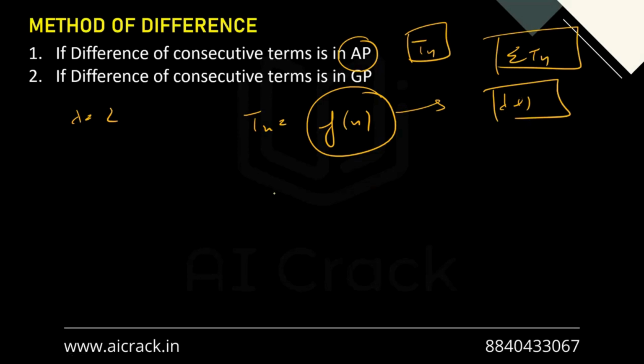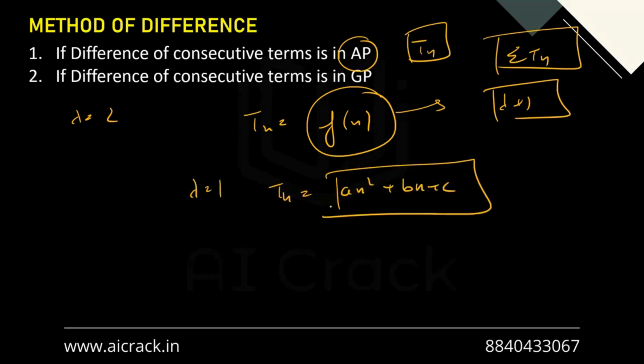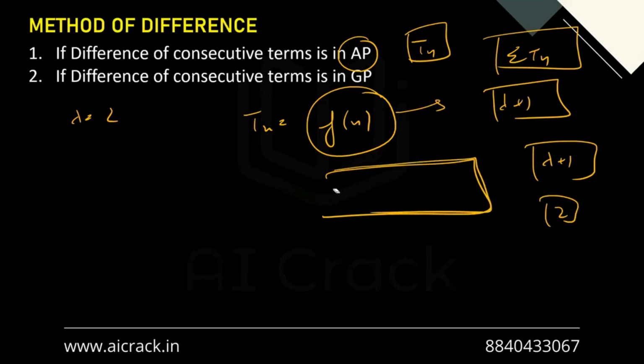So for example, lambda equals 1. In that case, Tn would be an square plus bn plus c. That is a polynomial of degree lambda plus 1. Lambda is what? Lambda is 1. So that's why degree is 2. So this polynomial is having degree 2, right?